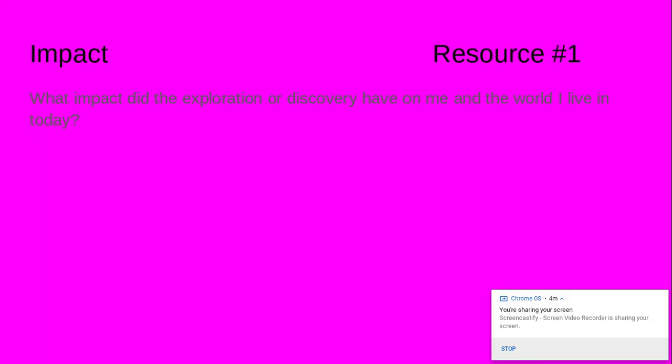And the pinkish purple note cards are for the impact. What impact did the exploration or discovery have on you and the world you live in today? So this is taking some of that information and now making some of your own thinking. You might not find it directly stated in the article, but using information from the article, make an inference as to how this person has impacted you today.